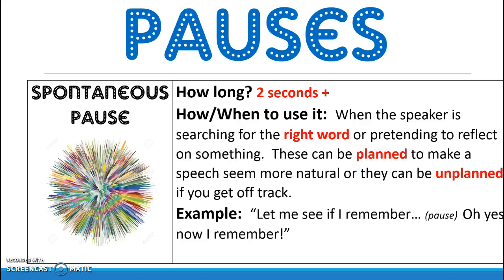I do this all the time in class, right? I kind of lose where I am and I pause and I'm like, right, this is what I was going to say. So it wasn't necessarily intentional sometimes, but these are really great to plan out, especially when you're a more advanced public speaker and you want your speech to seem more natural. An example of this would be: let me see if I remember. Oh, yes, now I remember. Go ahead and pause and see if you can say that to yourself with the actual pause in place.